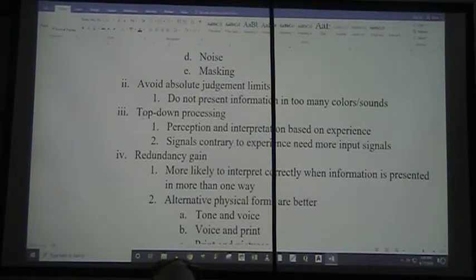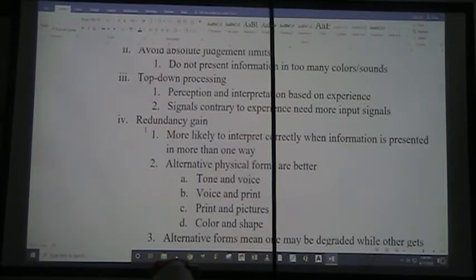Our third principle is to use top-down processing. Our perceptions, we're going to get raw from the environment, but our interpretation is based on our experience. So top-down processing is based on knowledge and expectancy. Experience gives you that expectancy. If the signal is contrary to our experience, we need more input signals.